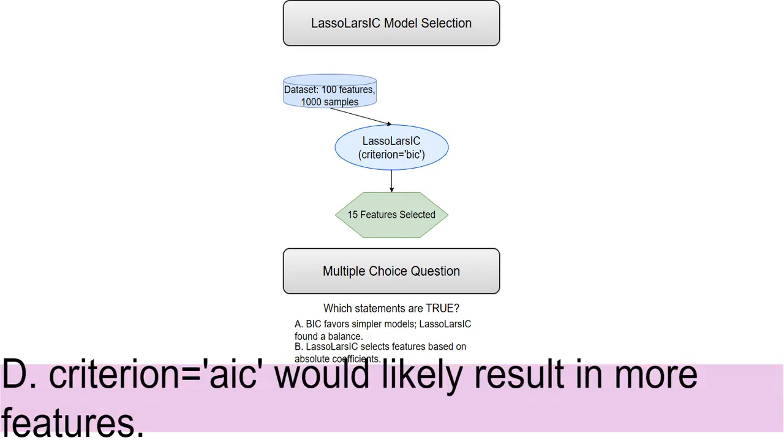I'd say this statement is highly probable. The Akaike Information Criterion, AIC, and BIC are both used to compare models of different complexities. But AIC penalizes complexity less harshly than BIC. Therefore, with the same data, AIC would likely prefer a more complex model, a model with more features, to achieve a slightly better fit. Think of it as a risk-reward decision. AIC is willing to accept slightly more complexity for potentially better accuracy.